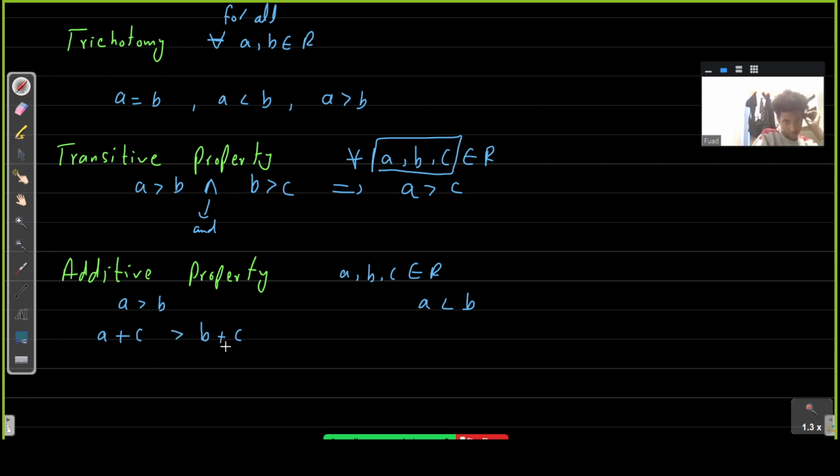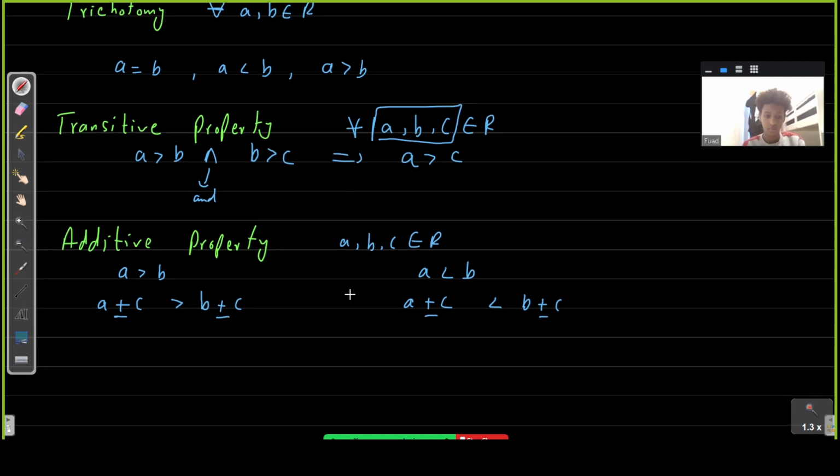So a plus c is greater than b plus c. And also if we have a less than b, and I add c to get a plus c and b plus c, the inequality remains the same. In the same way, if we subtract anything from the left side and the right side of the inequality, the inequality will remain the same.